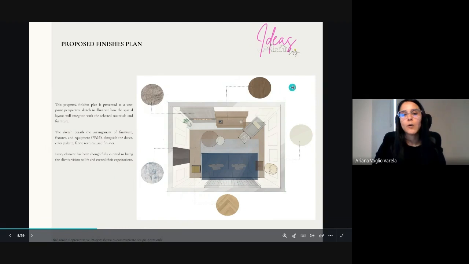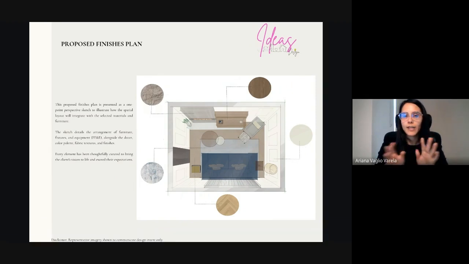Then here we are going to split this in like two parts. First, the finished plan, and then we have features, furniture, and equipment. Well, first of all, here is the proposal of the finishes. As you can see, it is a handmade sketch, and it illustrates how the spatial layout will integrate with the selected materials and some furniture.